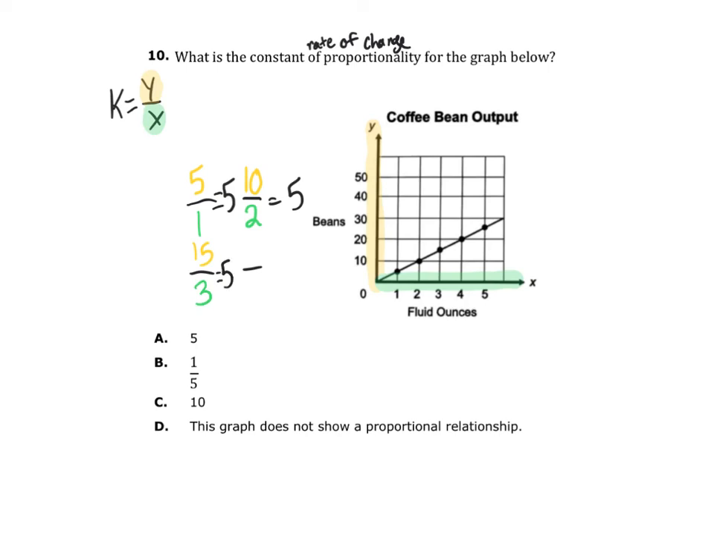Let's do one more just to be sure. We're at 20. If we follow it straight across to our y, 20 is our y. And then if we follow it straight down, we follow it down to 4 for the x. When we reduce that, we also get 5. 20 divided by 4 is 5. So our answer is A, 5.